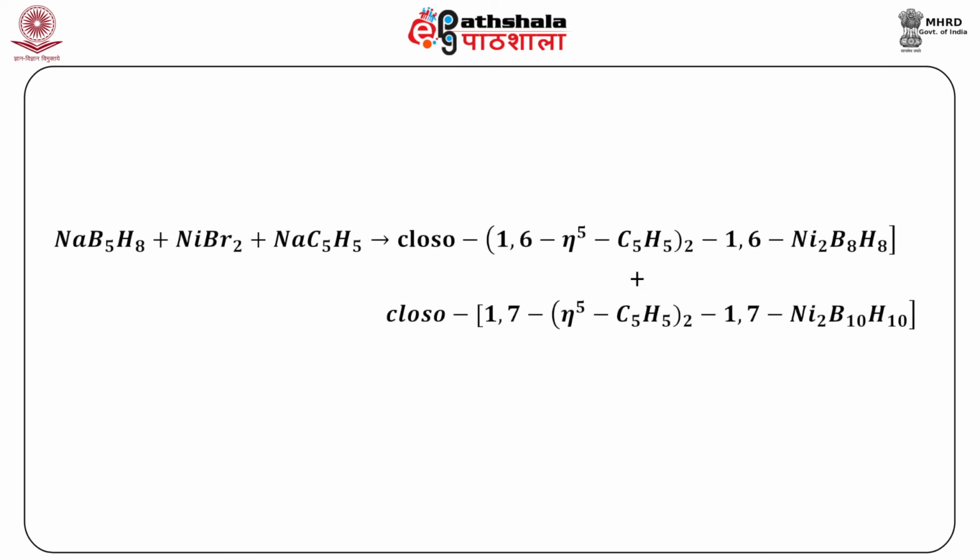In yet another example of cluster expansion during the reaction of a borane anion with a metal halide in the presence of a ligand, sodium B5H8, that is a borane anion, when reacted with nickel dibromide, a metal halide, in the presence of cyclopentadienyl anion, gives a metalloborane complex 1,6-eta5 C5H5 whole twice 1,6 nickel 2 B8H8 plus a closo 1,7-eta5 C5H5 whole twice 1,7 nickel 2 B10H10.